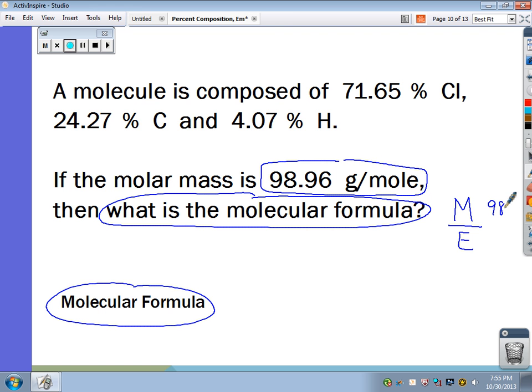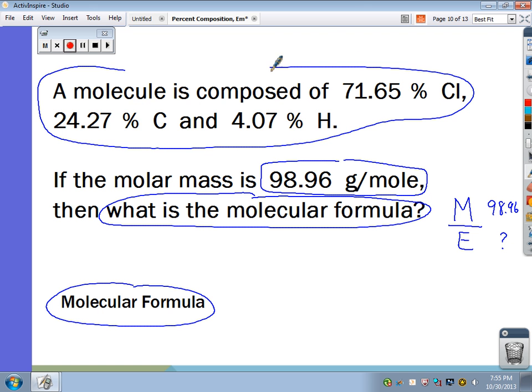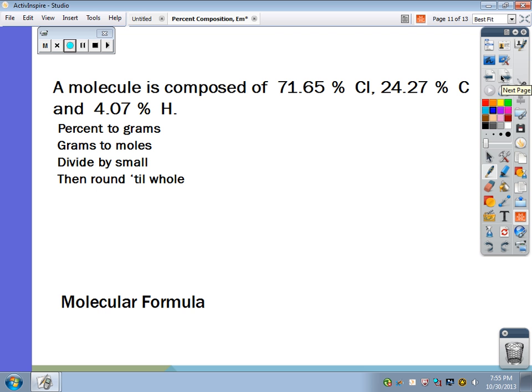98.96 grams per mole. I don't know my empirical mass though. And guess what? They don't tell me the empirical formula. They're not very nice. They don't say, find the empirical formula, but they do give you this information. What does this information tell you to do? Well, it tells you to do a POEM. What's that poem? Percent to grams, grams to moles, divide by small, then round to a whole. They're trying to trick you. You need to find the empirical formula first. So let's go ahead and do that.